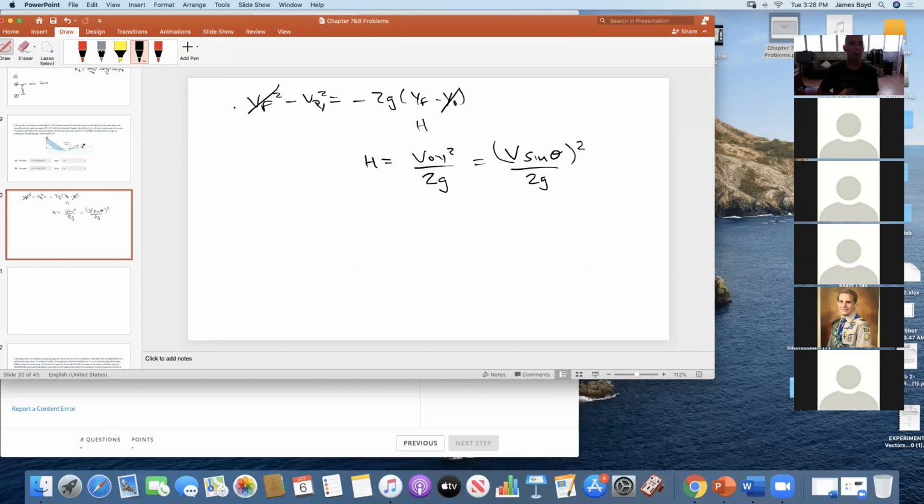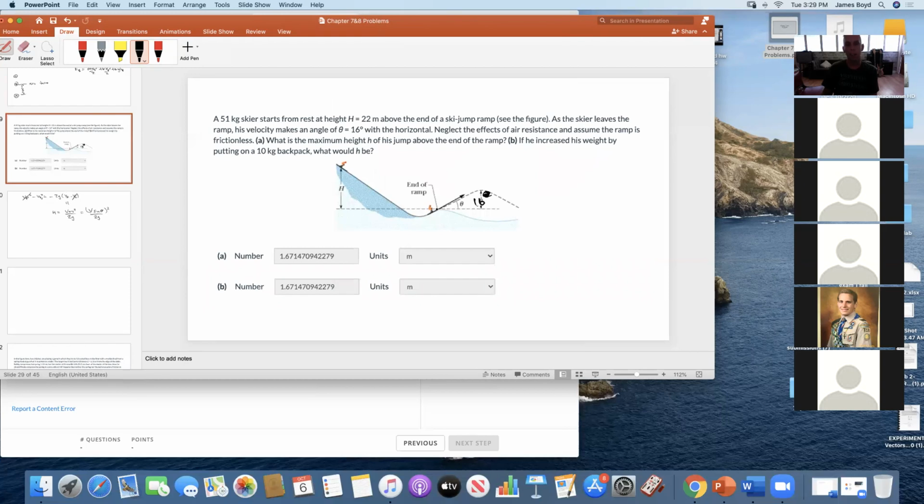If you didn't remember how to do that, make sure you go back and review how to find the maximum height of projectile motion. But we need to find V naught. All we have to look at here is at A, he starts from rest. So the energy at A is, again, mVA squared over 2 plus mgHA. I'm not going to write springs. He starts from rest, so the energy is mgHA, and HA is 22 meters. Told us that right there. His mass is 51 kilograms.